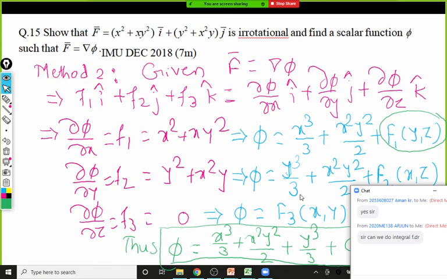Which method is simpler, the shortcut method or this one? Actually, both are not so difficult, but the choice is yours. You can do any one method in the exam. Don't do both methods in the exam. It is not required at all.